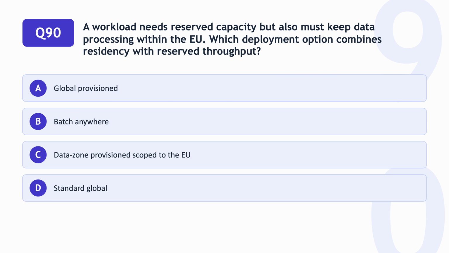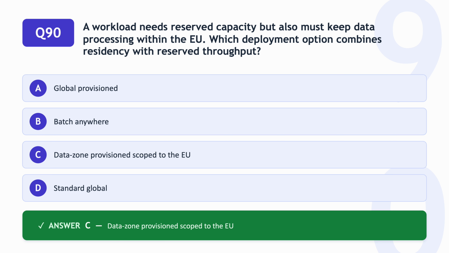Question 90. A workload needs reserved capacity but also must keep data processing within the EU. Which deployment option combines residency with reserved throughput? A. Global provisioned. B. Batch anywhere. C. Data zone provisioned scoped to the EU. D. Standard global. Pause the video if you don't want the answer yet.